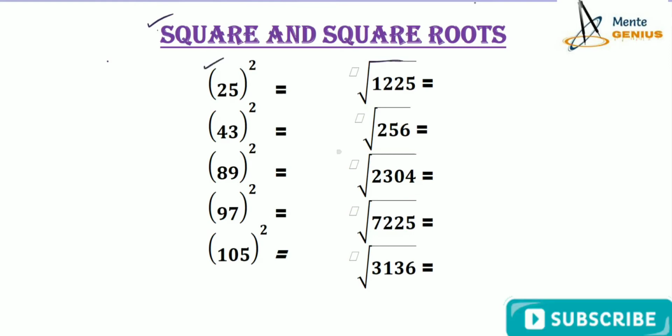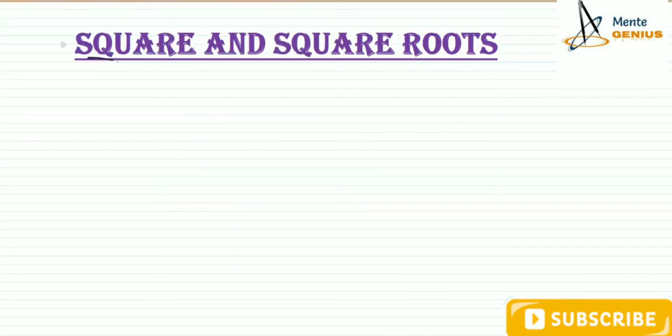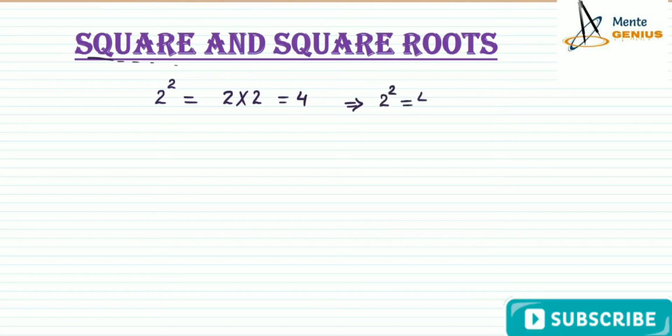Okay, first we will find what is square. Square is a number multiplied twice. Means if we need to find the square of 2, what does it mean? It means that we are multiplying the number 2 two times, which will give me 4. So it implies that square of 2 is equal to 4, right?